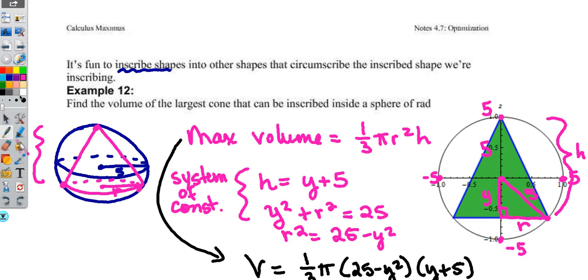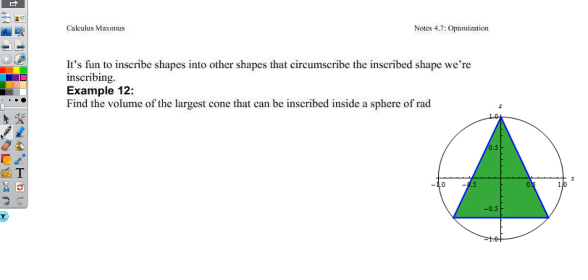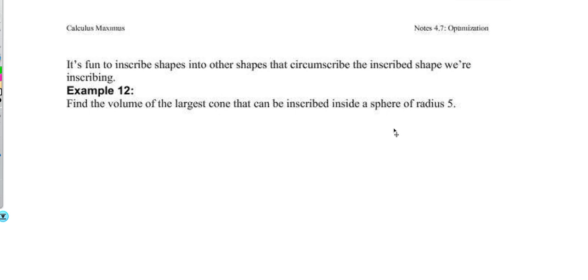All right, let me clear this out because you obviously don't want to see the answers before we start. What I want to do is take a look at this next example, example 12. We're now going to inscribe shapes not under curves, but let's go into the 3D world and inscribe shapes like cones, cylinders, spheres and cubes into other shapes that circumscribe the inscribed shape. So the first thing is, let's talk about the volume of the largest cone that can be inscribed inside a sphere with a radius of 5.